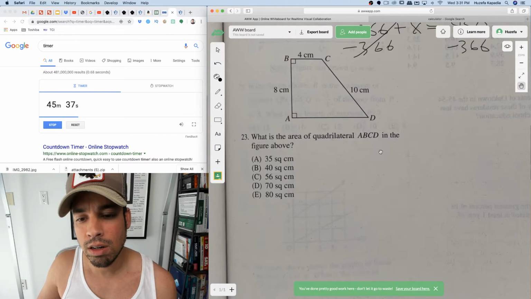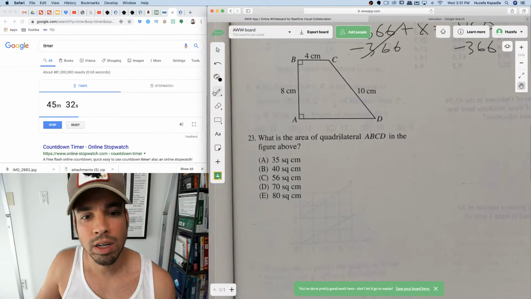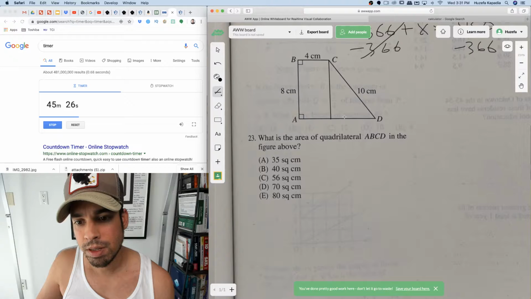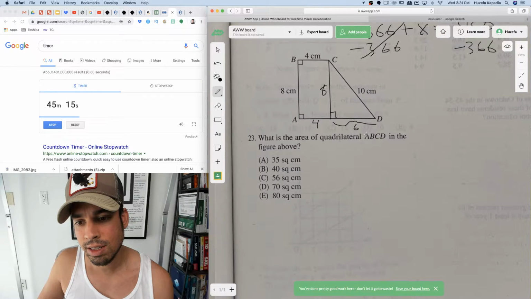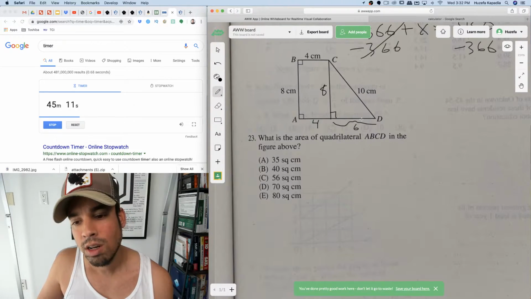Okay, next, what is the area of the quadrilateral ABCD in the figure above? Okay, so it's a trapezoid, but they don't give us the bottom side, so we have to find that by making a right triangle with hypotenuse 10. This side is 8, and we need to find this length. It's a 3, 4, 5 right triangle, so this is actually 6, but if you didn't know that, Pythagorean theorem, 8 squared plus x squared equals 10 squared, you'll get 6.